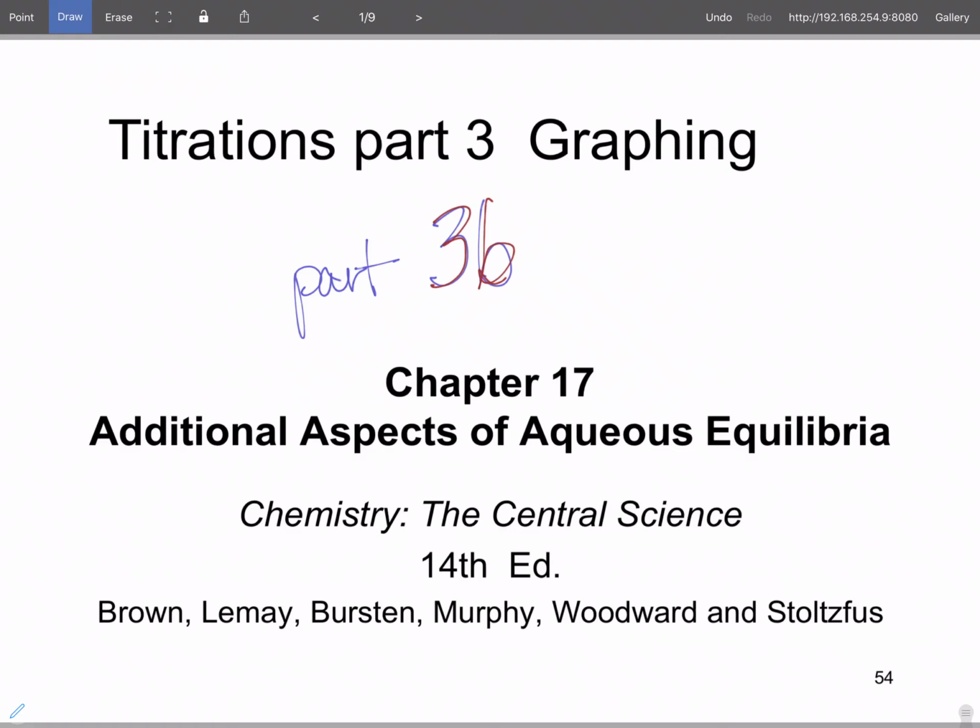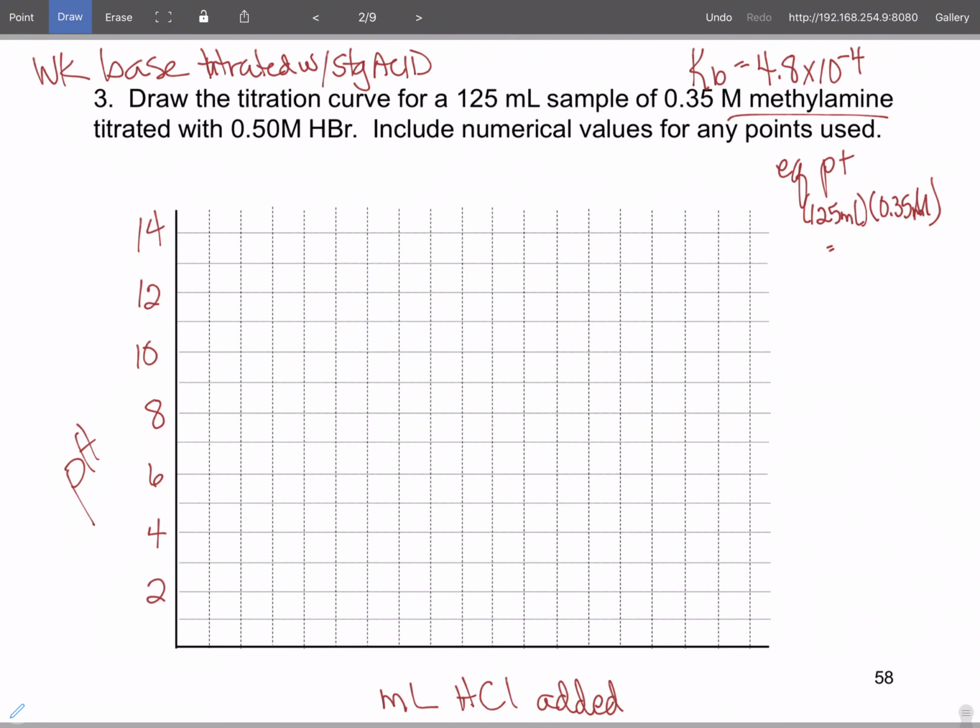So graphing, we're going to do a weak base with a strong acid and 2 strongs. Remember, with the weaks, we still have the same 4 points, and we'll go through those as we go. With the strongs, as seen on the definitions, we only have the 3 points. So what we're going to do is work the first one.